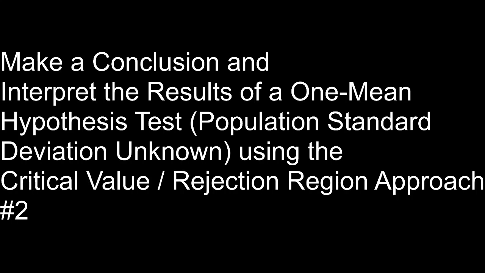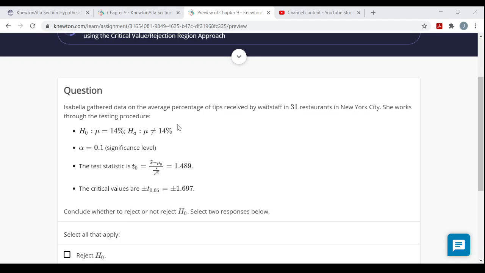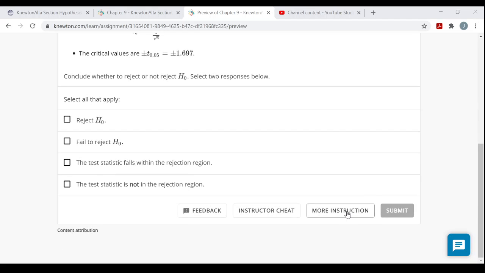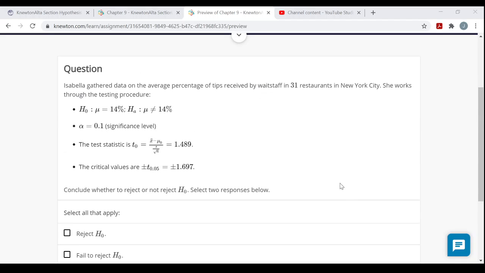Now let's just take a look at the question. Again, if you're unfamiliar with it, please take a look at more instruction. Look at their videos, their notes, their examples, and hopefully those help you.